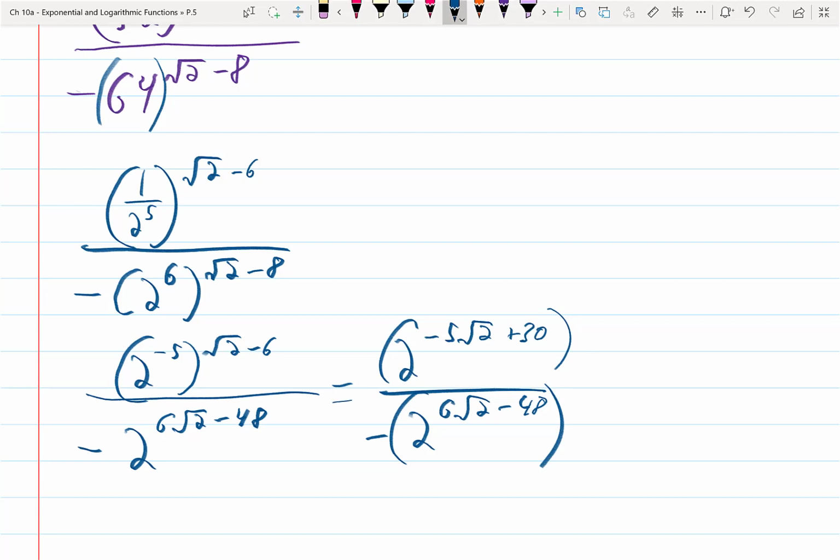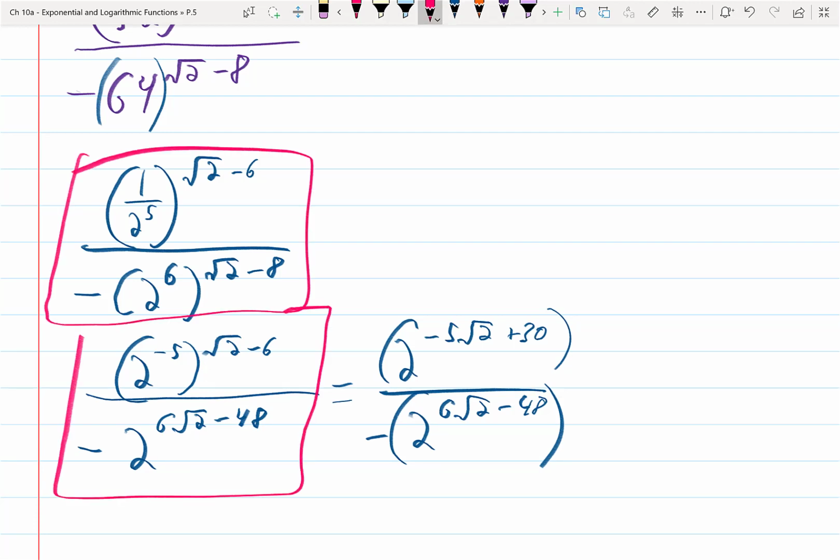So how did you get from radical 2 minus 8 for the denominator to 6 radical 2 minus 48? Like you multiply by 6. This is a step right here, and this is a step right here. And when you raise the power to another power, the powers get multiplied. That was distributed. I see.